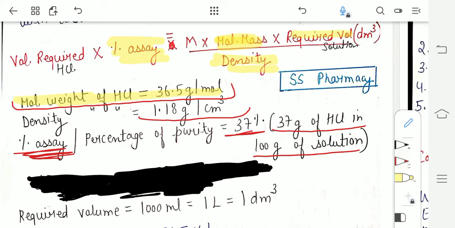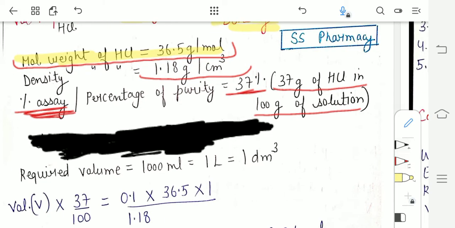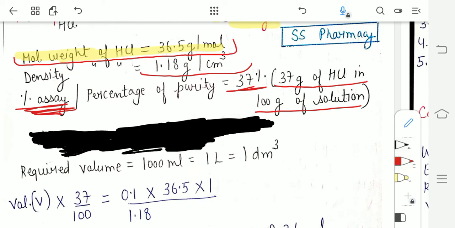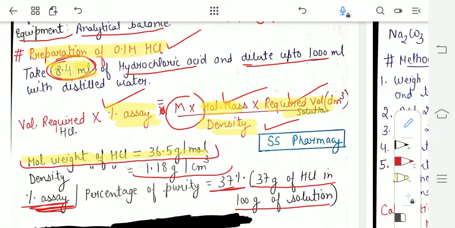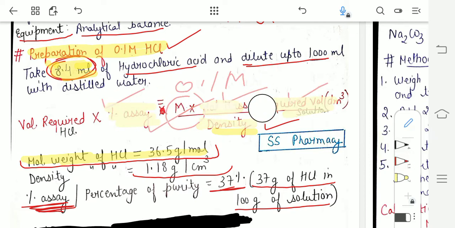Now let us begin with the required volume. The required volume which we need for our solution is 1000 ml, and if we convert 1000 ml into liters, it will be 1 liter, and 1 liter is equal to 1 decimeter cube. So the required volume of solution we have also calculated. Now comes M, the molarity of the solution which we need. Here we need to prepare a 0.1 M solution, therefore the value of M will be 0.1. So all of the values we have already calculated.